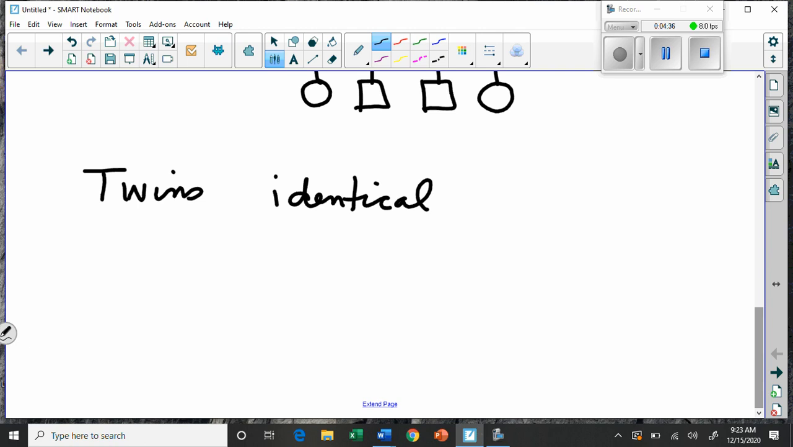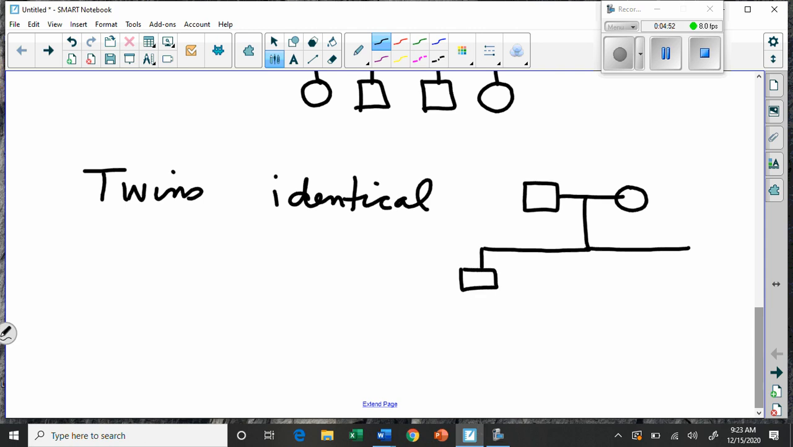then what we do is we take the mom and the dad, put them together, draw our line like this. Now maybe they had an older child who was a female, and then they had two identical twins. Well, if they're identical, they'd have to both be the same. So let's say they were both girls. If they're twin girls and they're identical, we draw the line like that. So it's like a little triangle instead of just a single line.